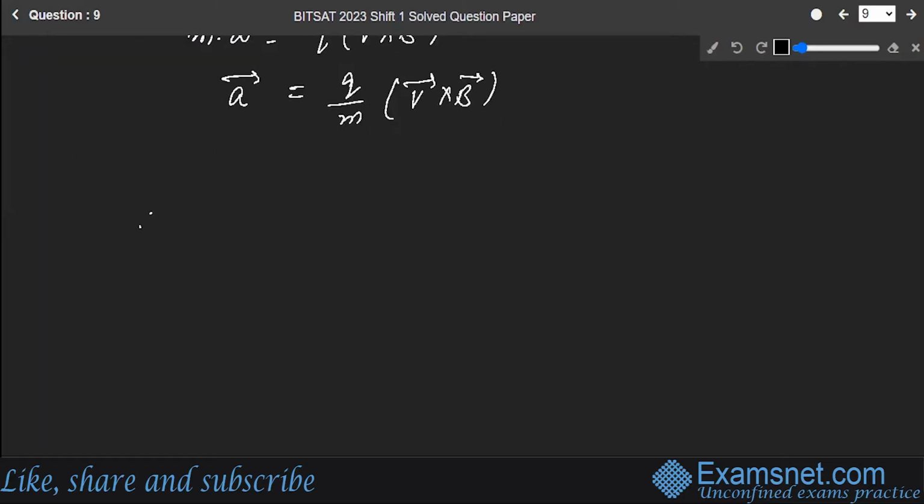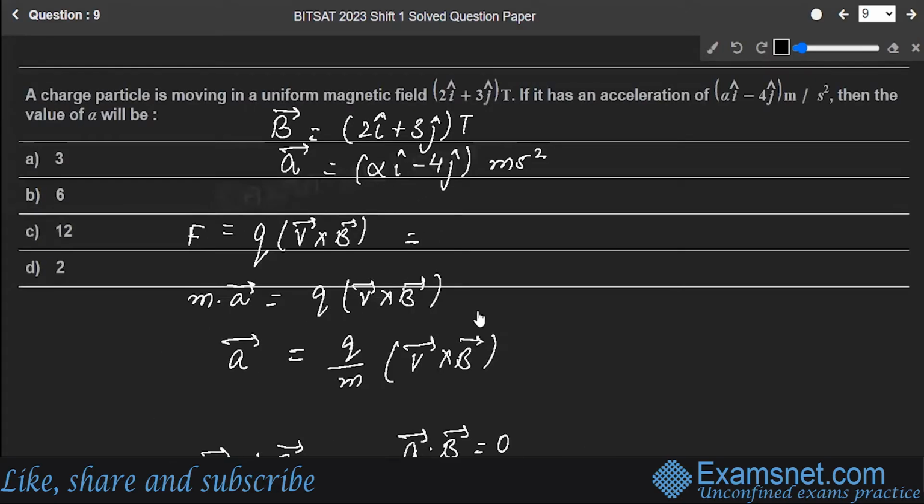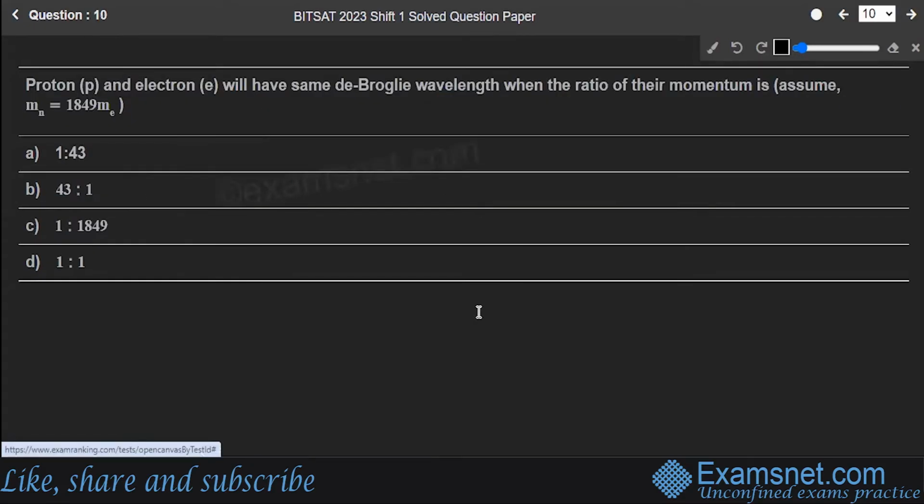Therefore, A vector is perpendicular to B vector. If they are perpendicular to each other, that means their dot product is equal to 0. Let's do the dot product. So A is alpha i minus 4j dot 2i plus 3j. This is equal to 0. 2 alpha minus 12 is equal to 0. This gives you alpha is equal to 6. And option B is the correct answer. Hope you got that. Next is question number 10.